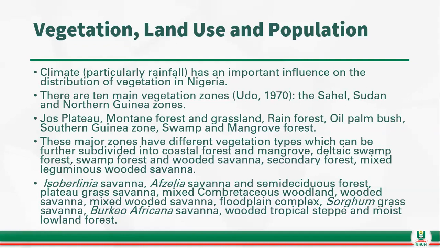So there are 10 main vegetation zones in Nigeria according to UDO 1970. So from there, we begin to talk about areas like the Sahel. The Sahel are those people who stay around Niger area. You stay around those very far places, around Niger, around Chad. Those are the Sahelian vegetation, or is what you experience there.